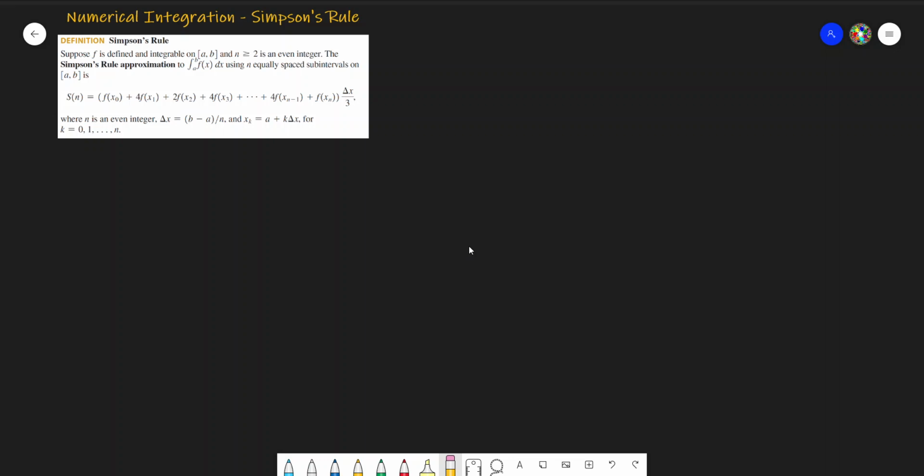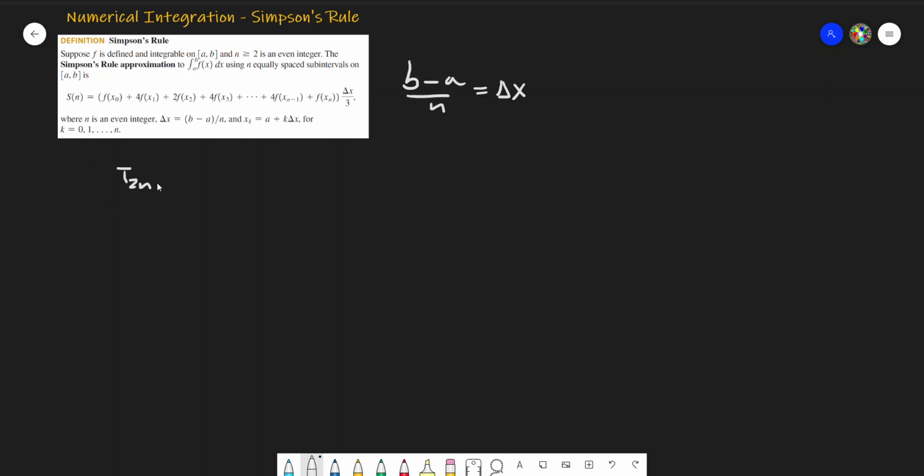Now, Simpson's rule essentially is a formula which we have written down here, but we just need to write some details such as b minus a over n. This is equal to our delta x. So what that means is that you can rewrite the formula if you want to, but you really don't have to.